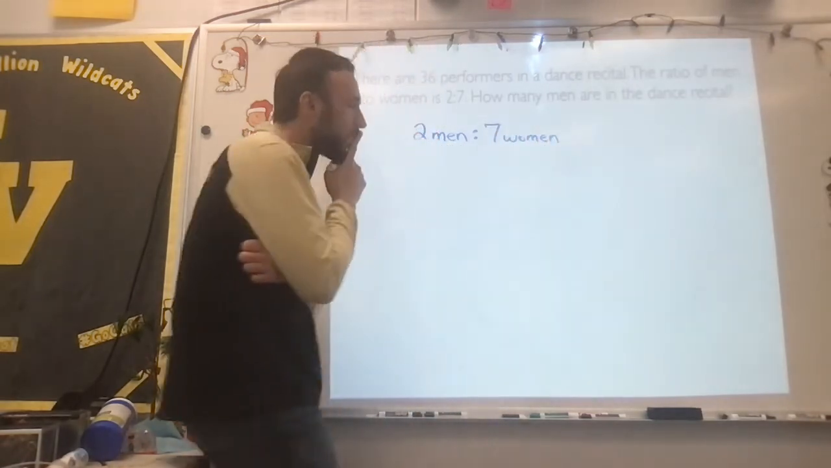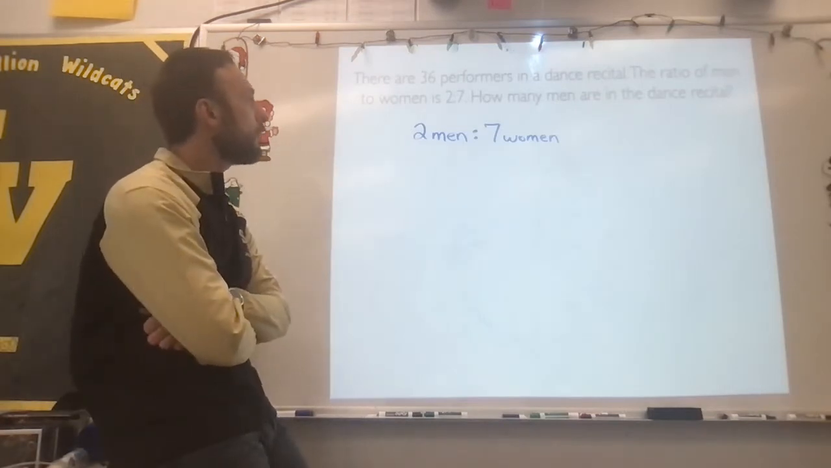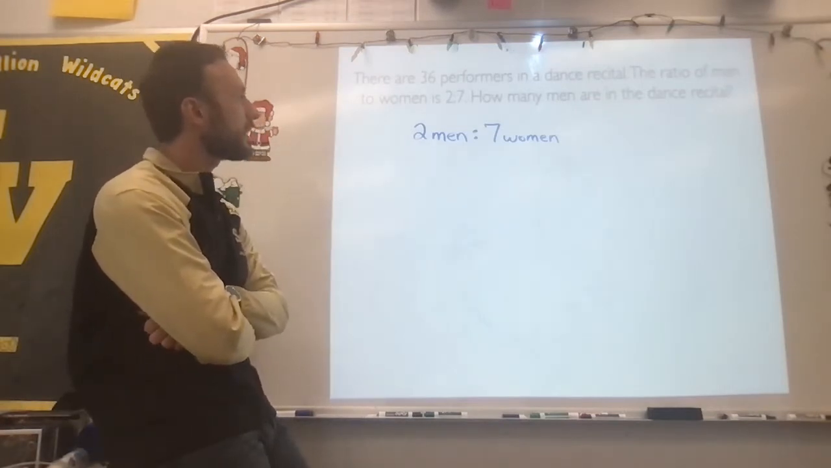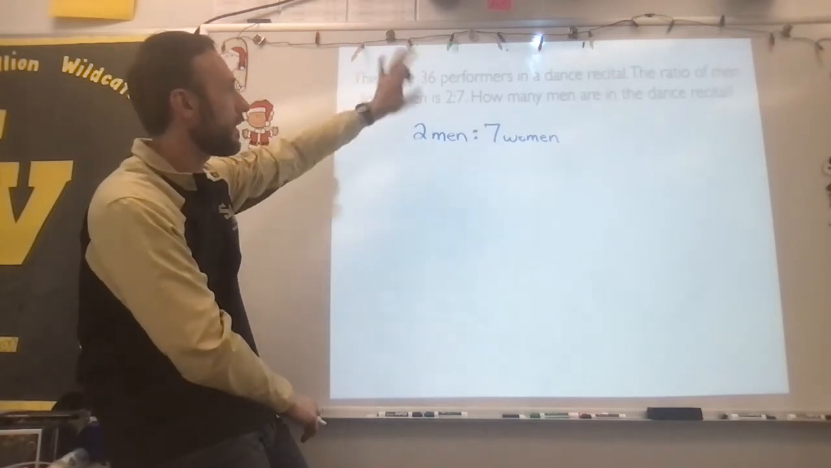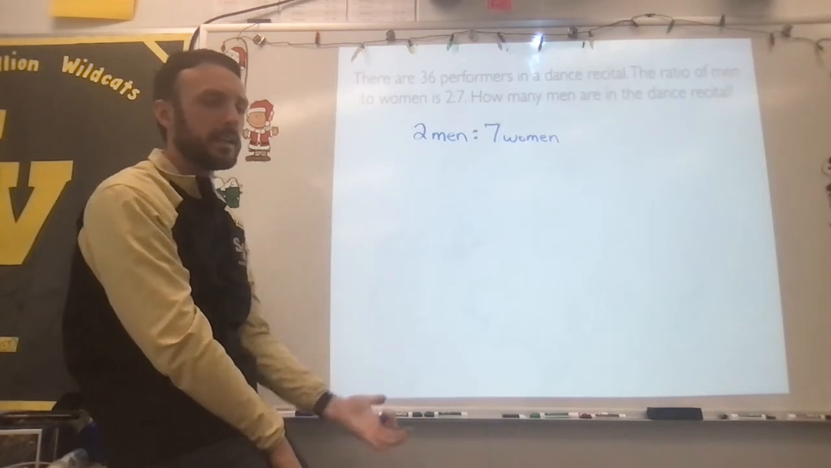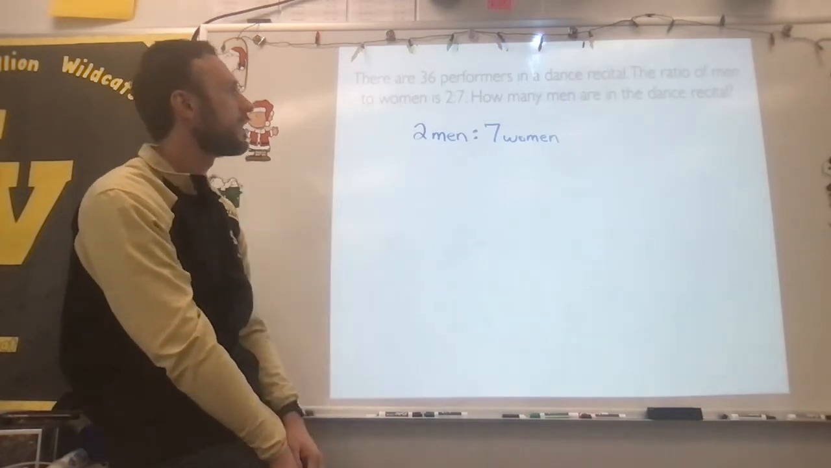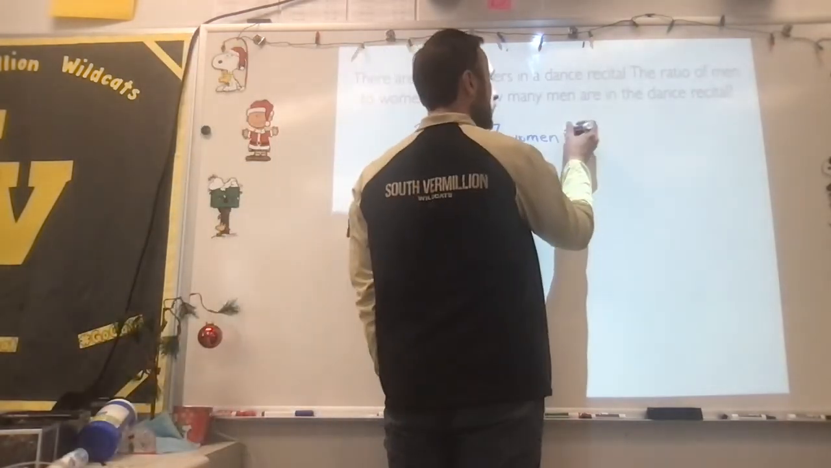We want to know how many men are there if there's 36 performers. There's a couple different ways to do this, but let me ask you this. Forget about the rest of the problem. Just look right here. 2 men, 7 women. If I have 2 men in a dance recital and 7 women in a dance recital, how many total performers do I have if it's just 2 to 7? Wouldn't that be 9 performers?